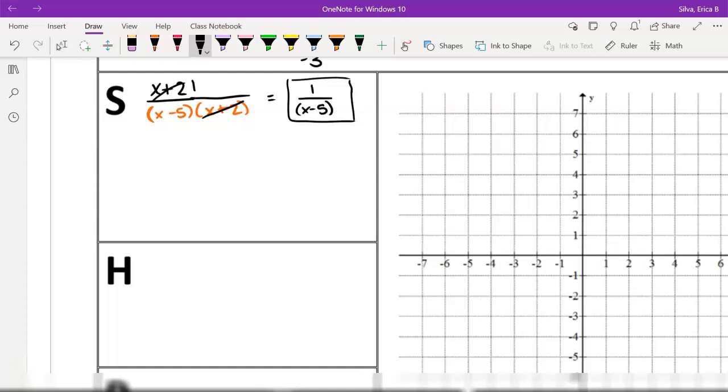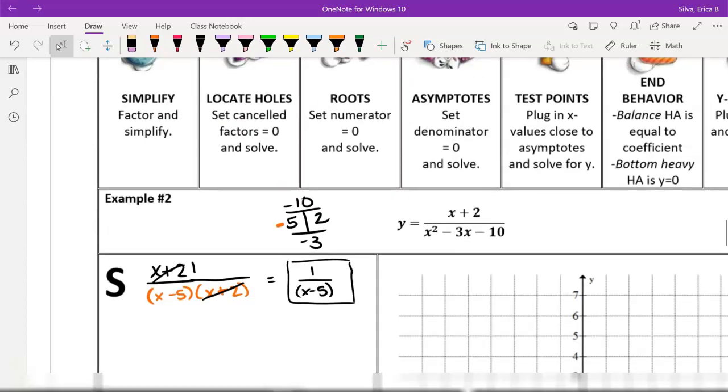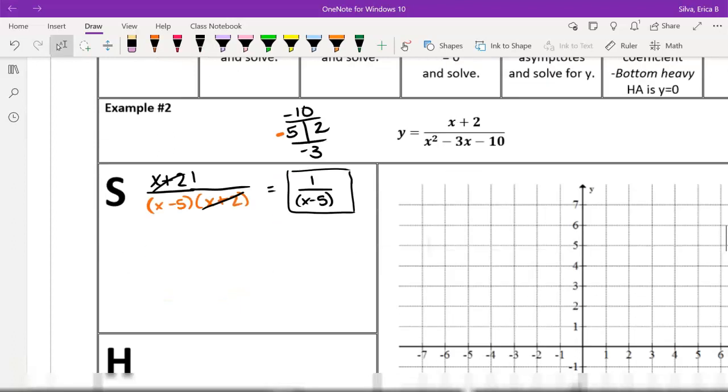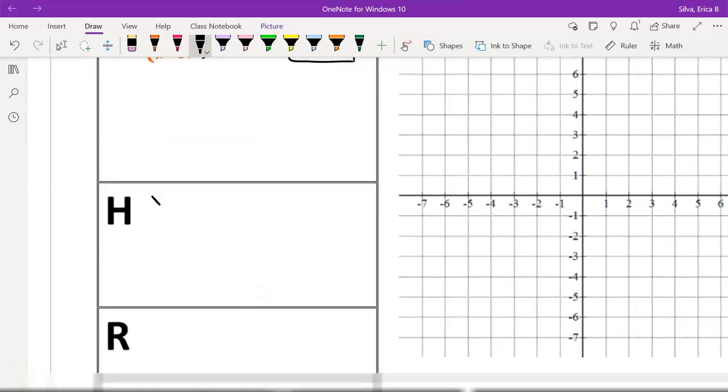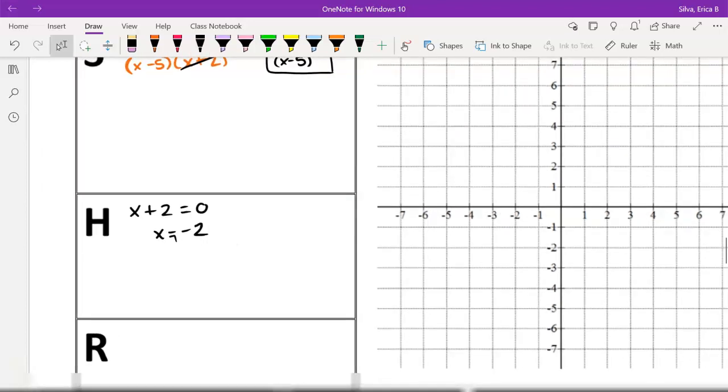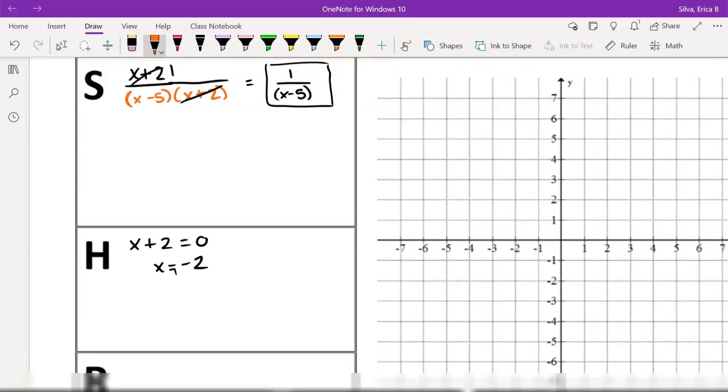Because we were able to cancel x plus 2, your h tells us that we're going to set the canceled factors equal to 0. So my canceled factor was x plus 2, set that equal to 0, and we get x is negative 2. So in order for us to find out where that hole is going to be, we need to find out what the y value is, and we do that by entering it into the expression that we found here.